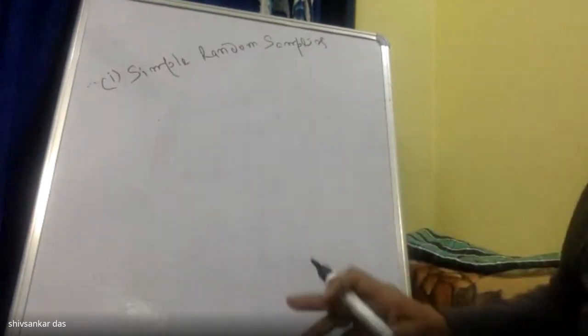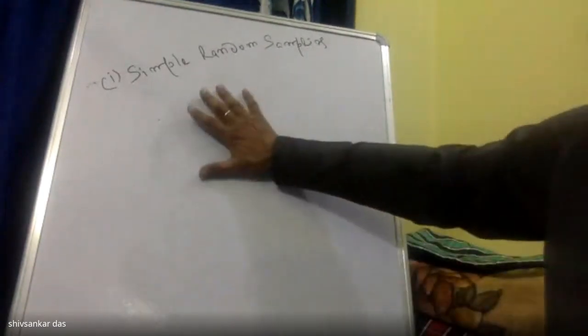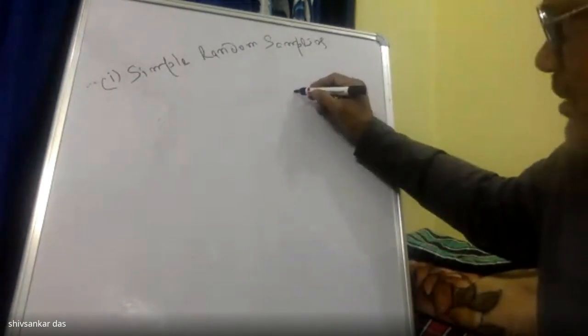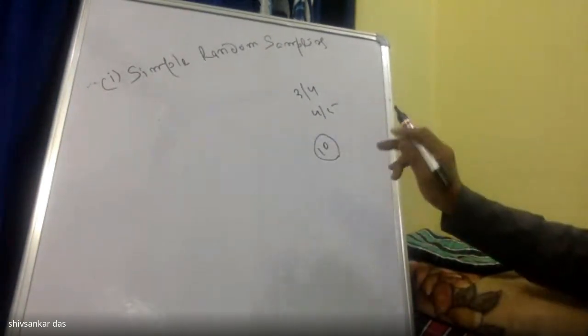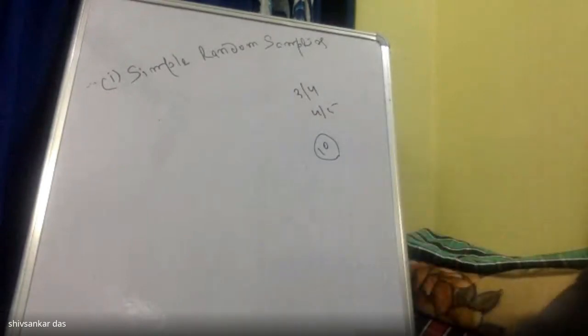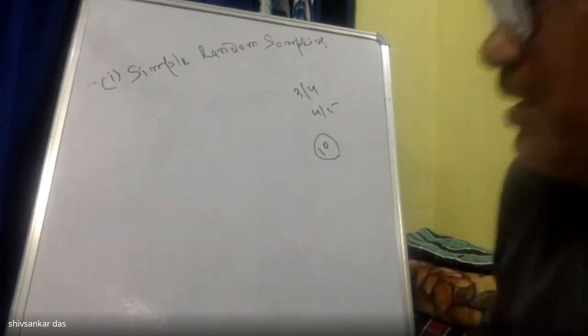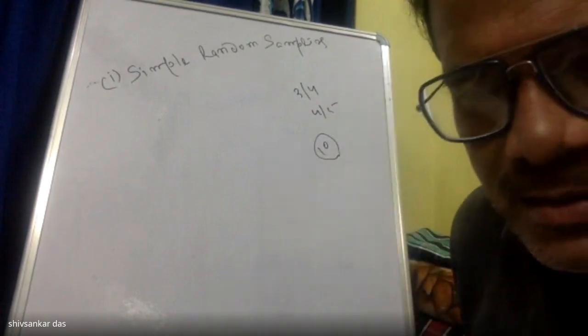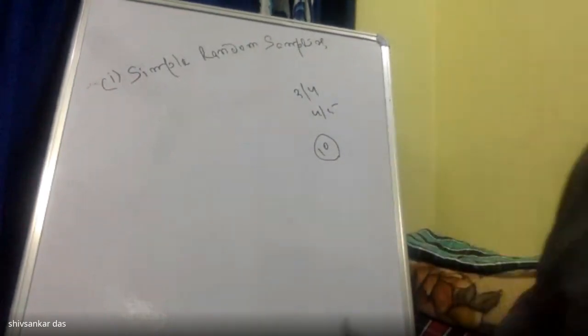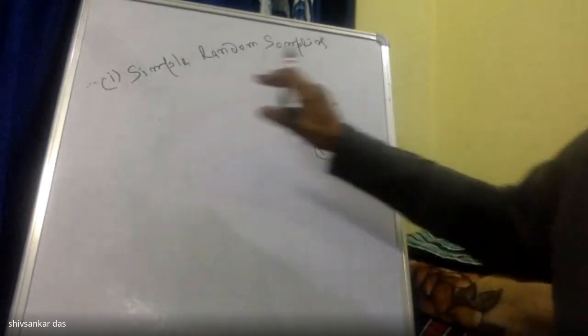So, in case the sample size is very small, that is 3 to 4, or 4 to 5, or at best 10, let us say 10 sample size, how can you draw a sample? In that case, we make a chit. In making chits, we draw the sample.